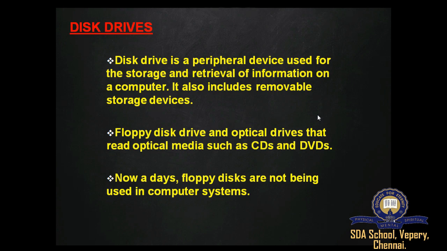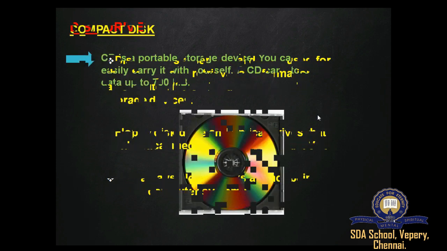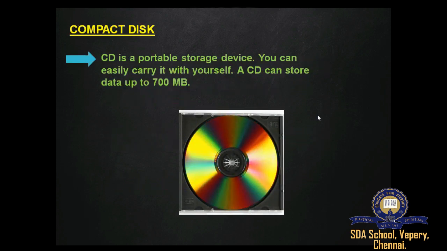First, we are going to see about CD. CD is nothing but compact disc. CD is a portable storage device. You can easily carry it with yourself. A CD can store data up to 700 megabytes. A compact disc is an optical data storage device.